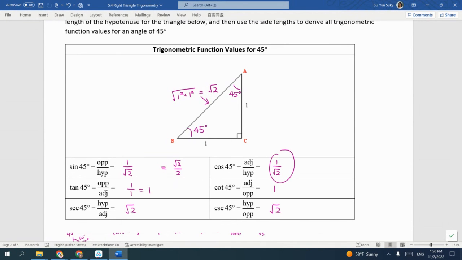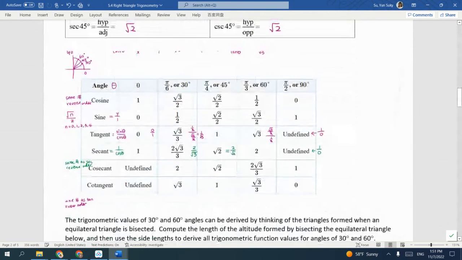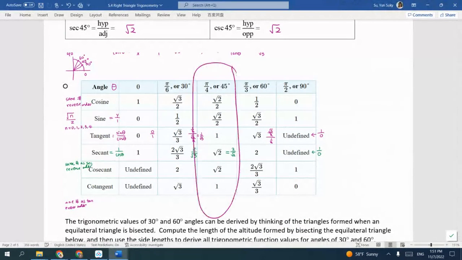Cosecant, 1 over sine, but the sine is 1 over root 2. So cosecant is also root 2. Is that okay, everybody? So this picture can help us figure out the middle values. See, the angle is 45 degrees, and then we get all the 6 trig function values. Is that okay, everybody?